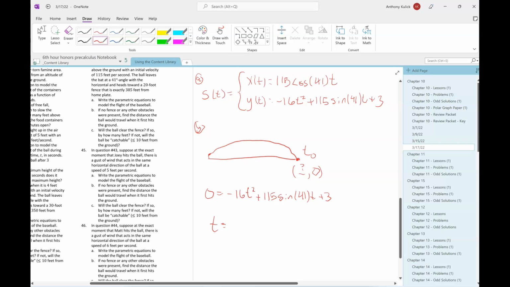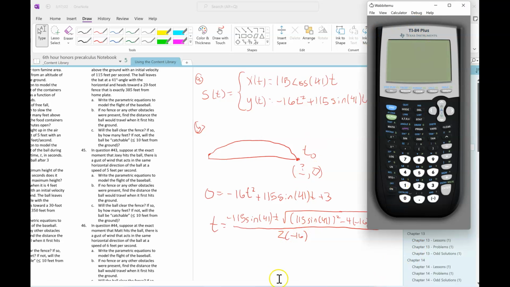So this is a quadratic. To solve that quadratic, I'm going to use the quadratic formula. So negative 115 sine 41 plus or minus the square root of 115 sine 41 squared minus 4 times negative 16 times 3, all divided by 2 times negative 16.